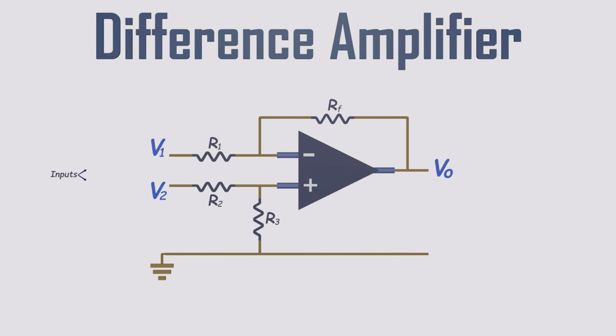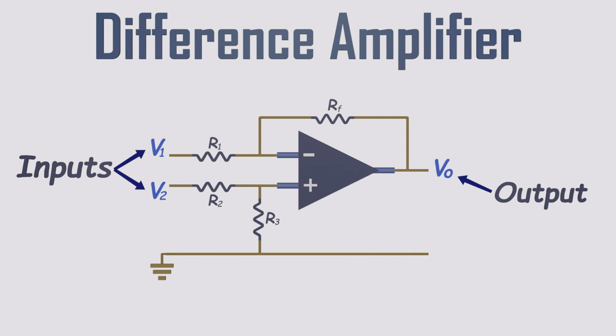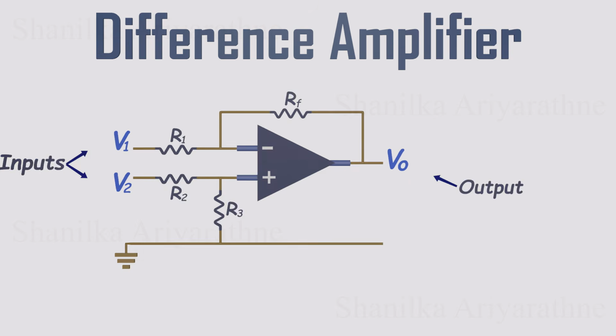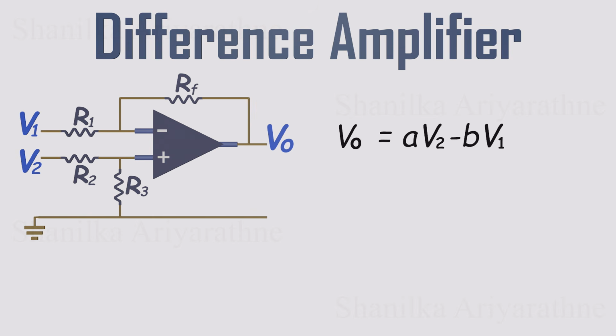It takes in two inputs, V1 and V2, and produces an output we'll call VO. From the basic circuit analysis, we can show that VO is simply a weighted difference of those two inputs. By carefully selecting the resistor values, we control those weights A and B. That's the magic of the difference amplifier. We've gone step by step through that process in our earlier video on difference amplifiers, so if you haven't seen it yet, check out the link in the description.